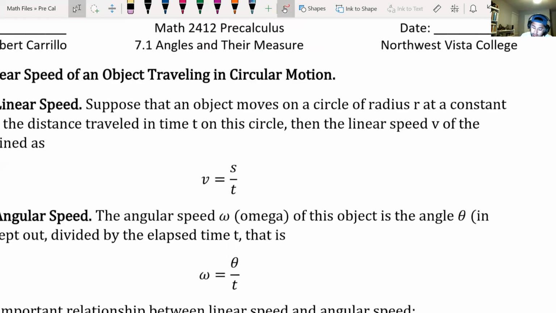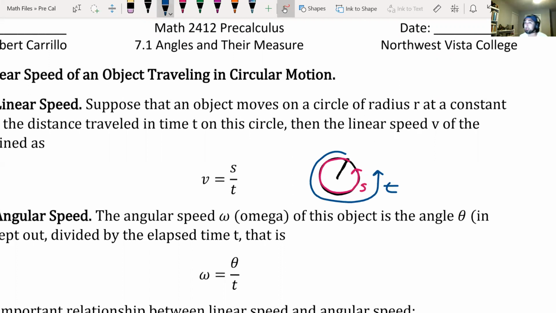So maybe I could draw a picture of that. Let's just say that we traveled around and I'll put it there, and this is going to be s. And we calculate how far we traveled, s, over the amount of time t. That's it. That's linear speed. So however far you traveled across the circle over a certain amount of time.